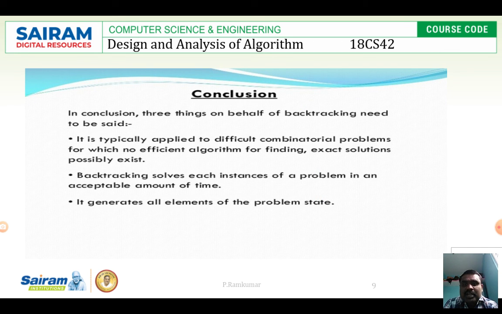So at last we can conclude that 3 things on behalf of backtracking need to be imposed. One is, it is typically applied to difficult combinatorial problems for which no efficient algorithm for finding an exact solution possibly exists. Backtracking solves each instance of a problem in an acceptable amount of time. Generate all the elements of the problem state. That's all. The remaining things I'll post in the forthcoming video.